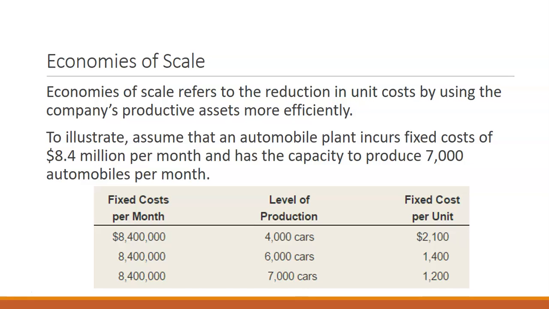So here we're looking at an automobile plant that has fixed costs of $8.4 million per month. They have the total capacity to produce 7,000 automobiles per month. So if they produce 7,000 cars per month, the fixed cost per unit drops to $1,200 per unit. Now, just because we have the capacity to produce 7,000 automobiles doesn't mean that we should. We also have to think about how many we can sell. We don't want to have a lot of stagnant inventory that is going to cost us money.